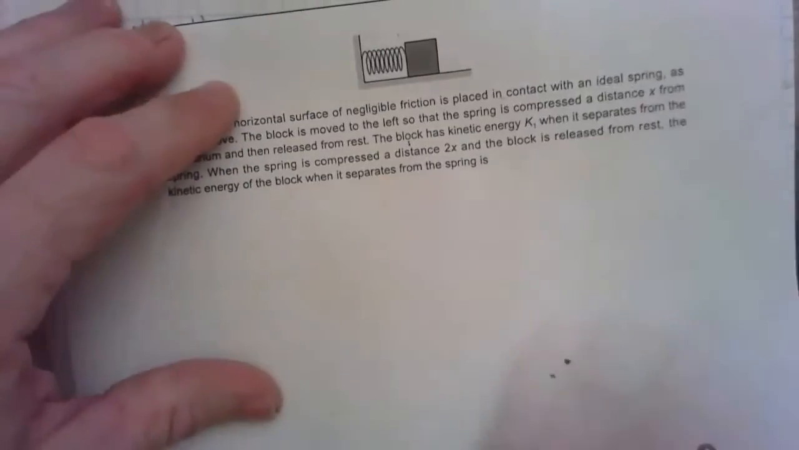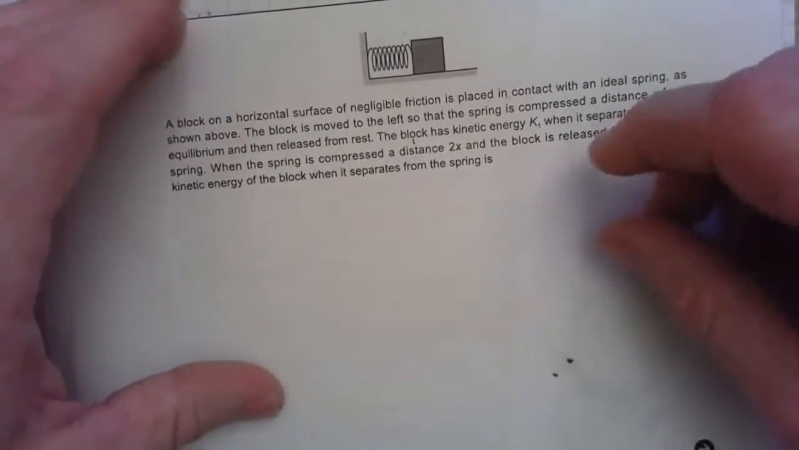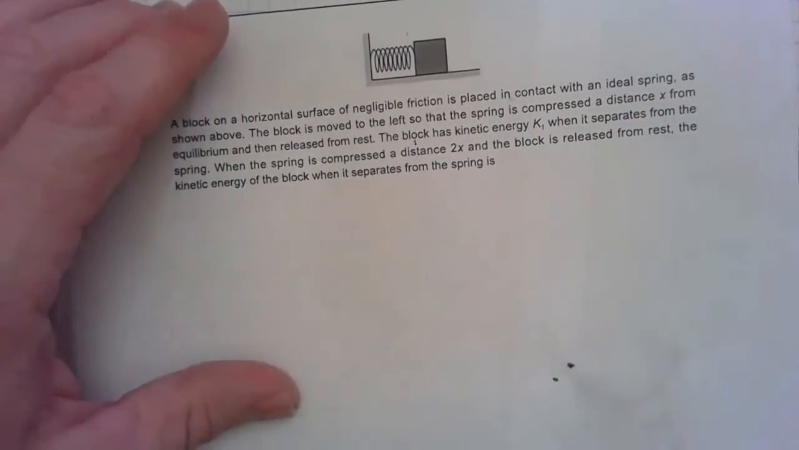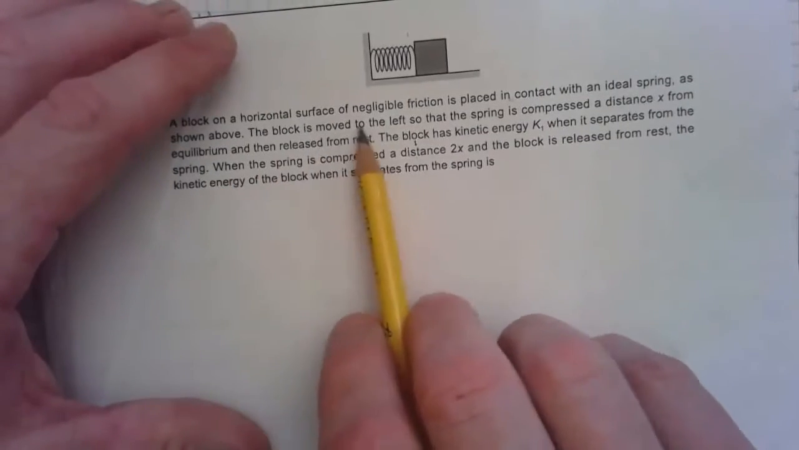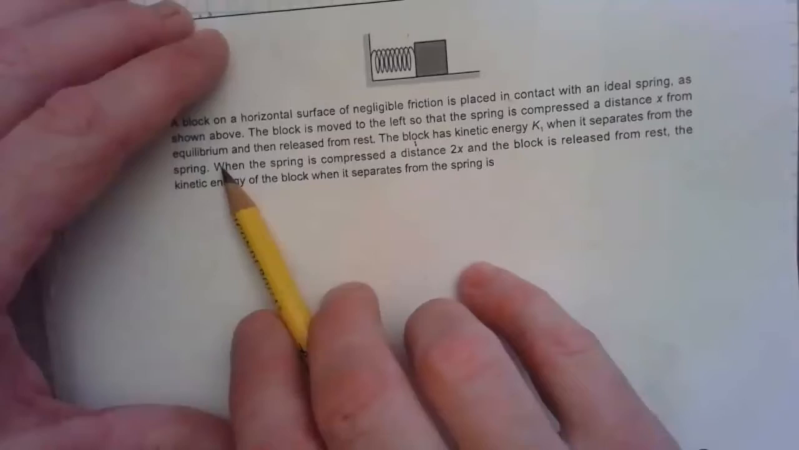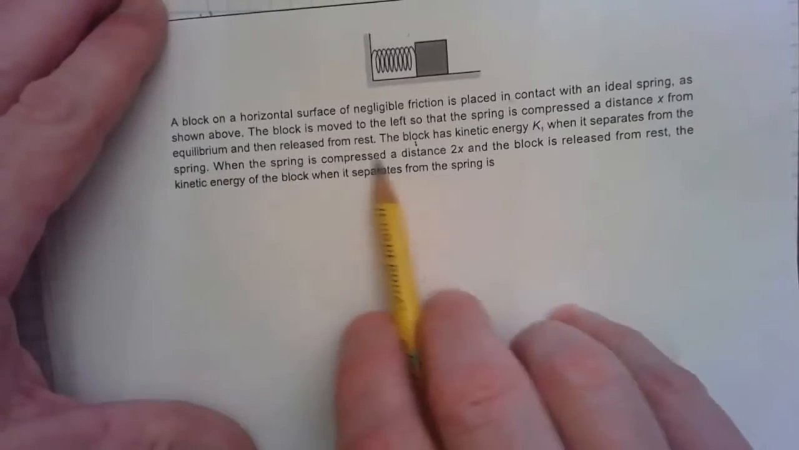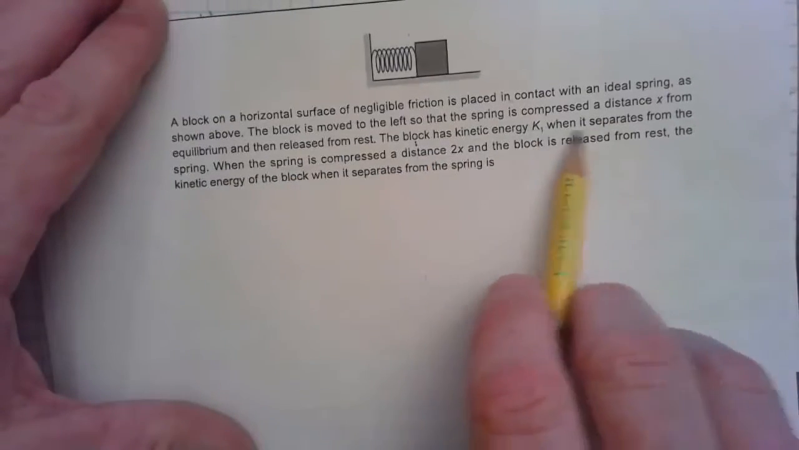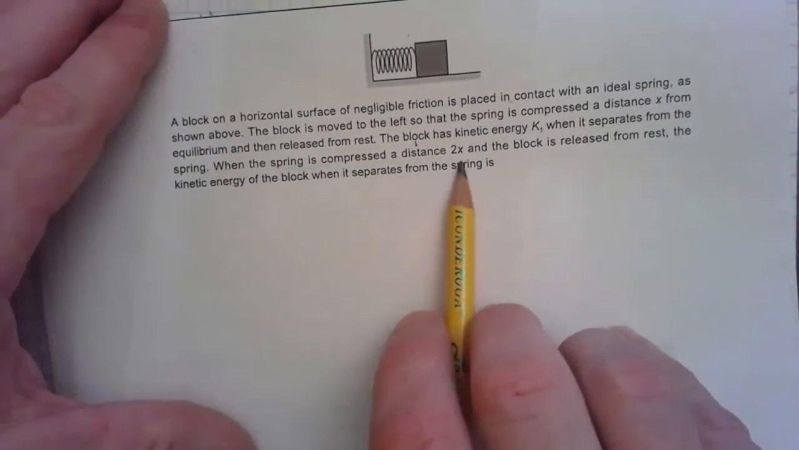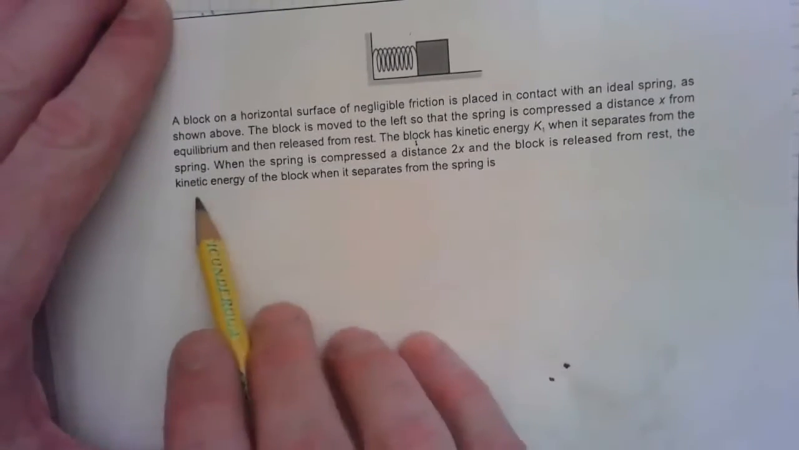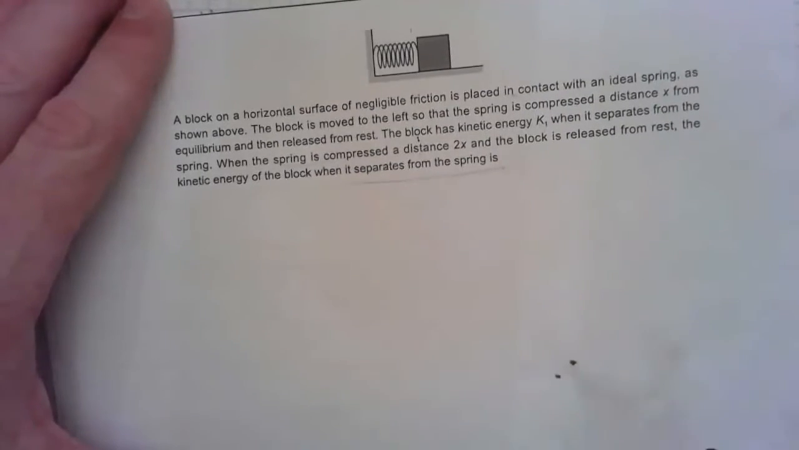Block on a horizontal surface, negligible friction, is placed in contact with an ideal spring. The block is moved to the left, so the spring is compressed to distance x, and then released from rest. The block has a kinetic energy K1 when it separates from the spring. When the spring is compressed to a distance of 2x, the block is released from rest. The kinetic energy of the block when it separates from the spring is.